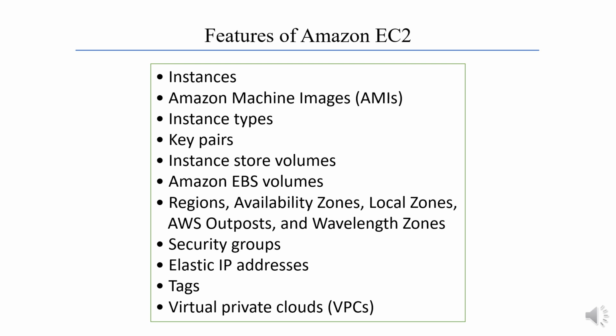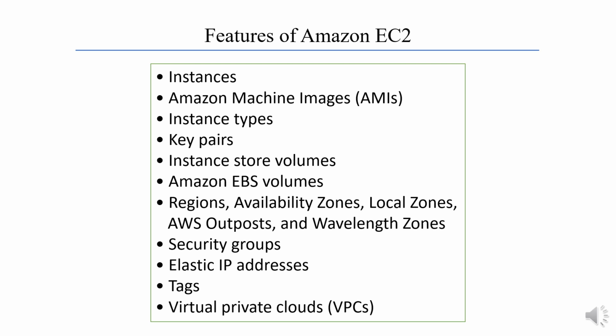Amazon EC2 has the following features: instances, Amazon Machine Images (AMIs), instance types, key pairs, instance store volumes, Amazon EBS volumes, regions, availability zones, local zones, AWS Outposts and Wavelength Zones, security groups, elastic IP addresses, tags, and virtual private clouds (VPCs). Let us briefly talk about each of these features.